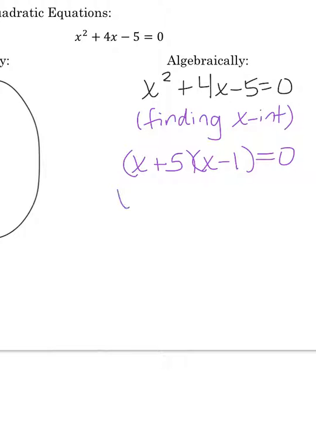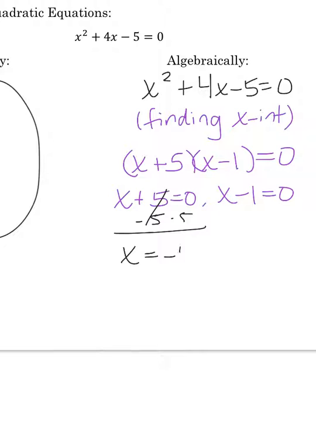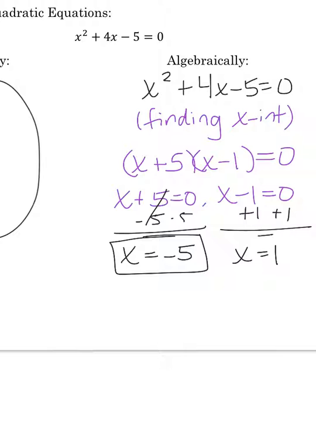So let's set each one to 0 like we did in the last video. So when I solve this, I'm bringing over the 5. This work I don't always show, but I just want to make sure you see where I'm getting a negative 5. And I add over my 1, and I'm getting a 1. So that should match exactly what we did on the left in class a couple days ago, where we found the two horizontal intercepts to be at negative 5 and 1.